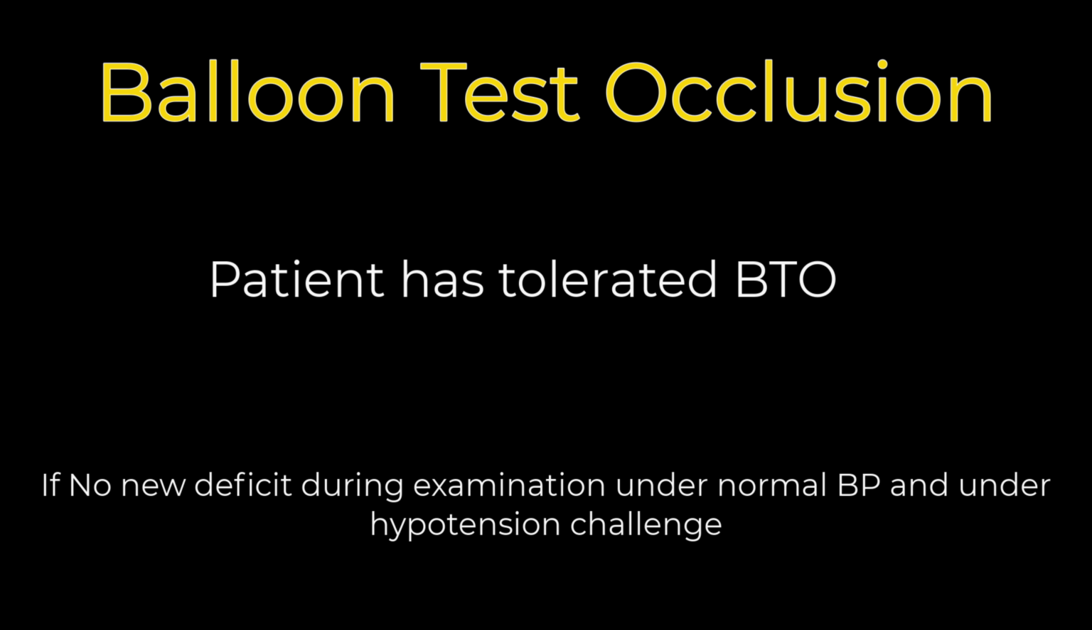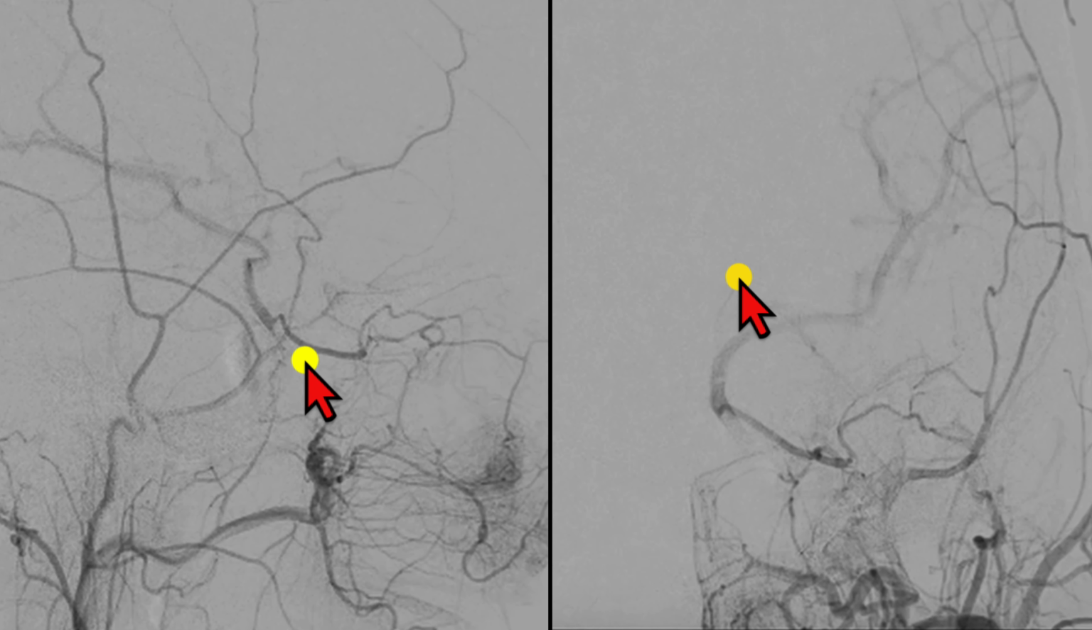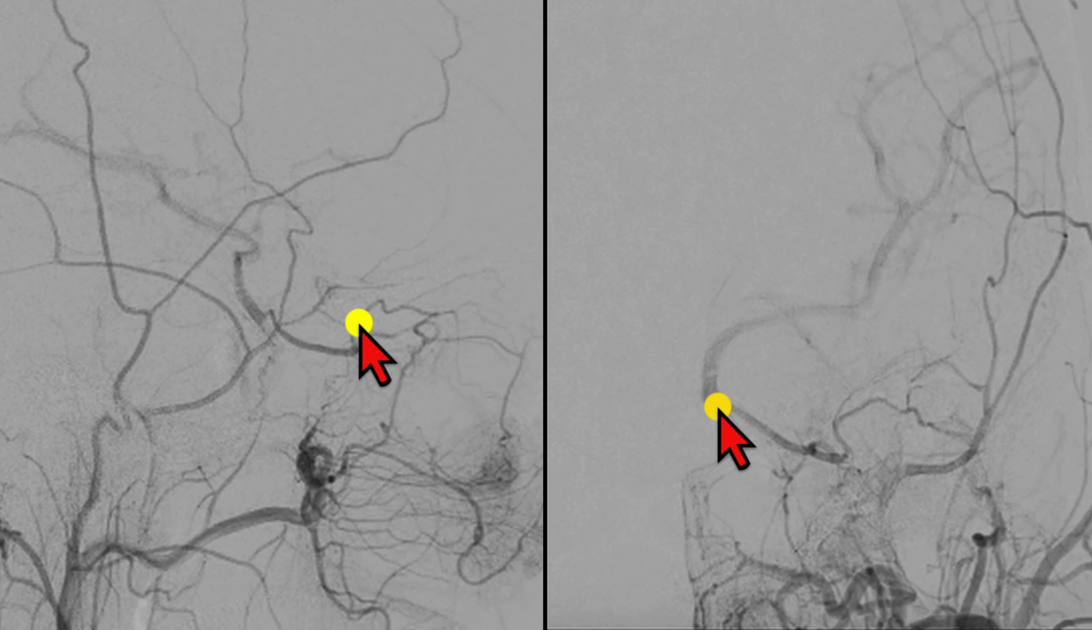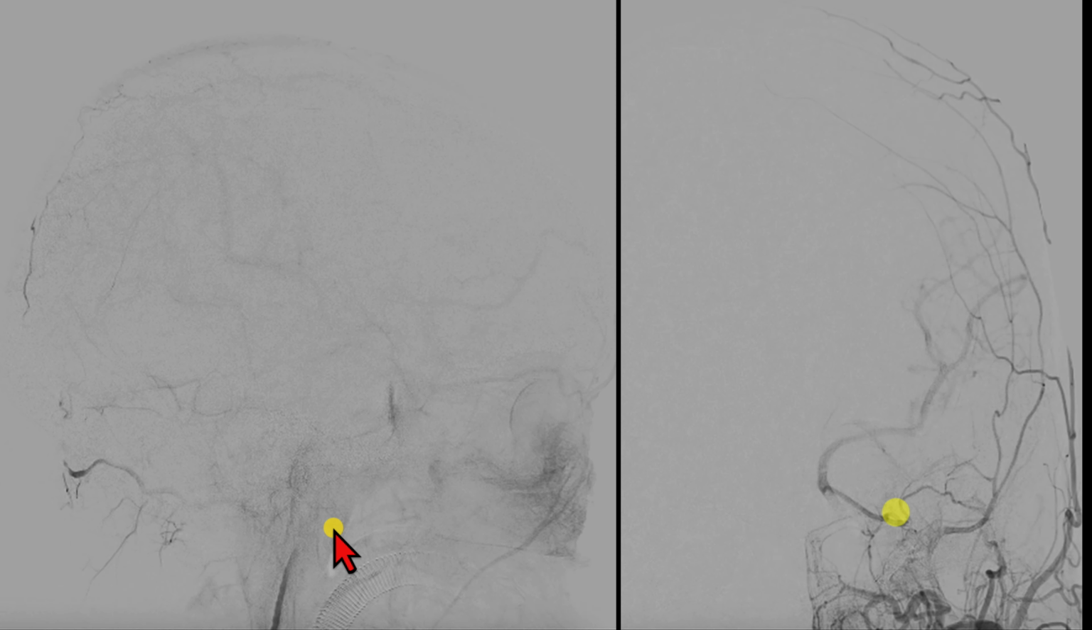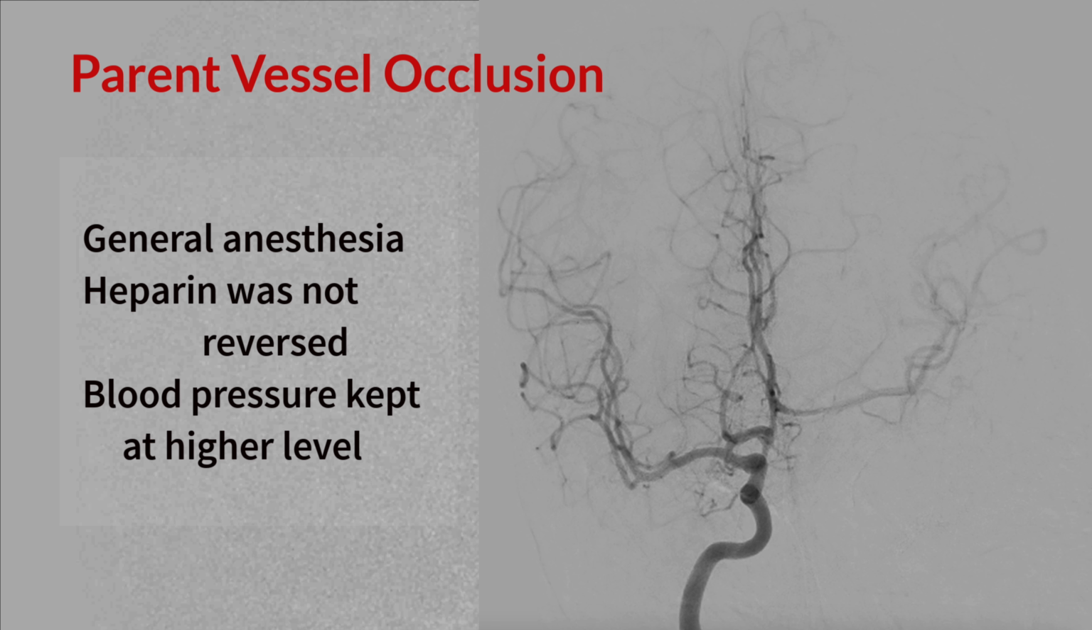The left common carotid artery injection showed the reformation of the ophthalmic artery via collaterals from the ECA. Contrast stasis in the proximal segment of the ICA could be seen. Parent vessel occlusion was performed under general anesthesia. At the end of the procedure, the patient was extubated. There was no clinical deficit.